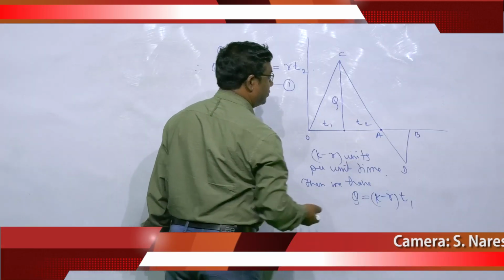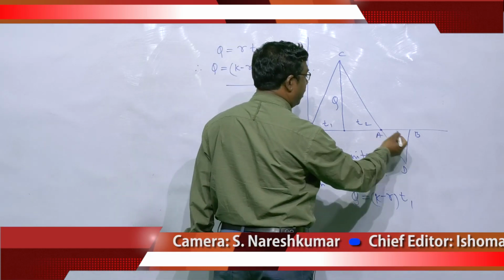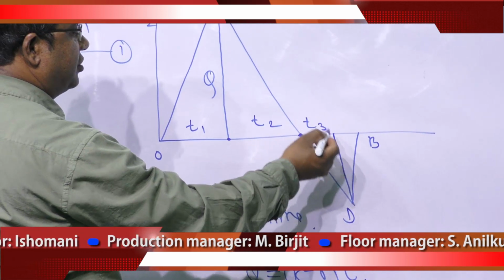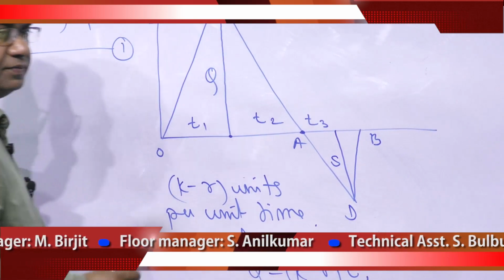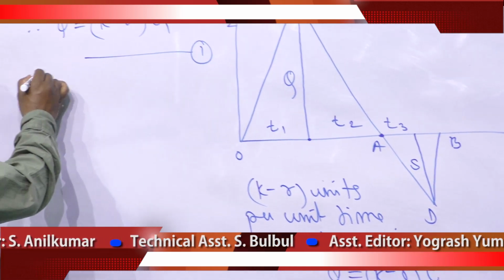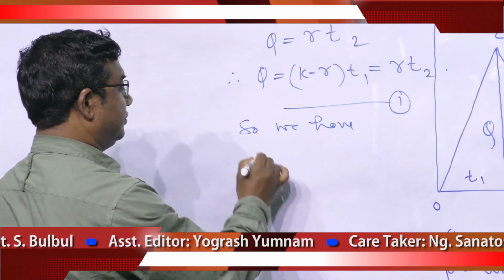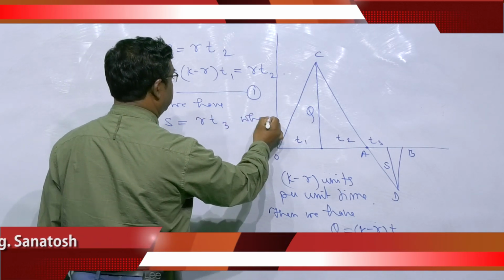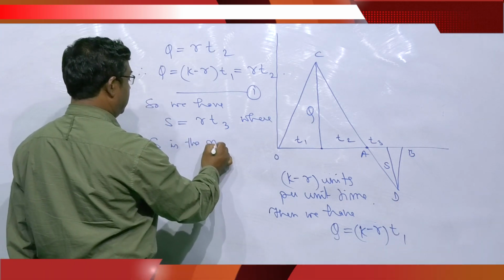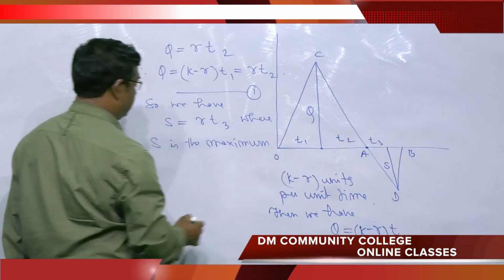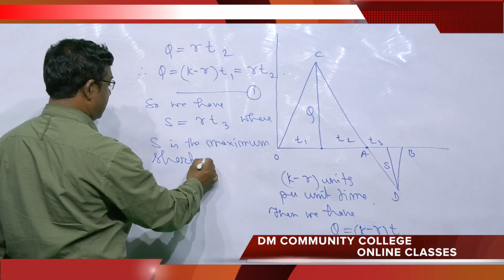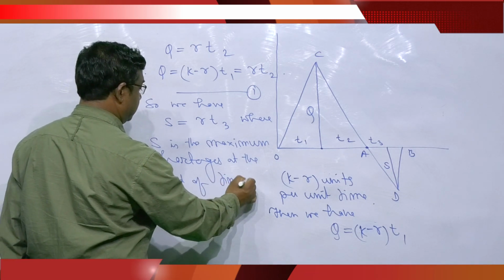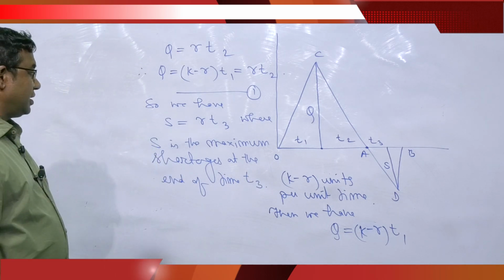After time T2, shortages arise at the rate of R units per unit time, and at the end of time T3, the maximum shortage level is denoted by S. So we have S equal to R T3, where S is the maximum shortage at the end of time T3.